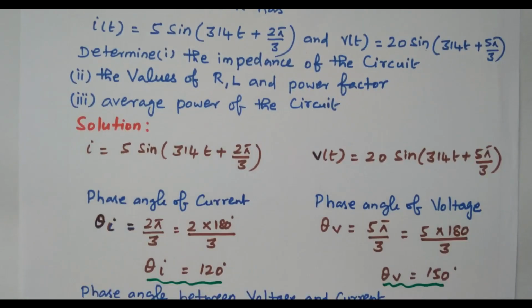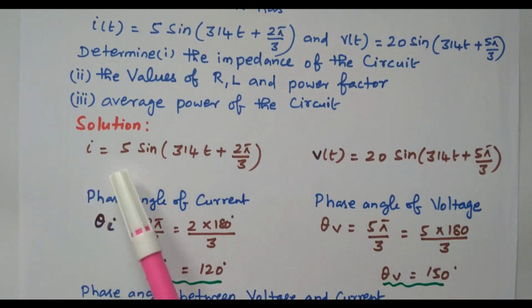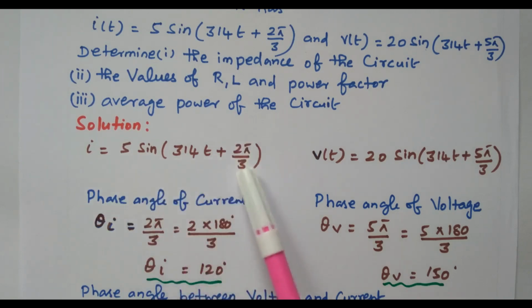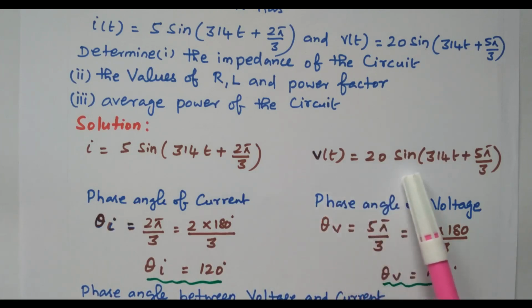Based on the given data, the current equation is 5 sine 314t plus 2 pi by 3. This 2 pi by 3 is the phase angle of the current. 2 into pi is 180, so 2 into 180 by 3 is 120 degrees. So the phase angle of current is 120 degrees. Similarly, the voltage V of t equal to 20 sine 314t plus 5 pi by 3, so the phase angle of voltage theta V is 5 pi by 3. 5 into 180 by 3 is 150 degrees.